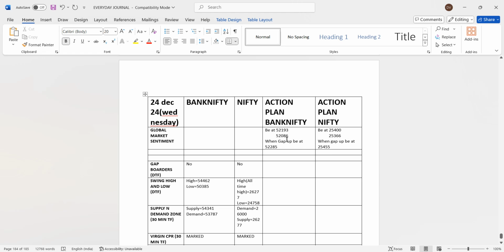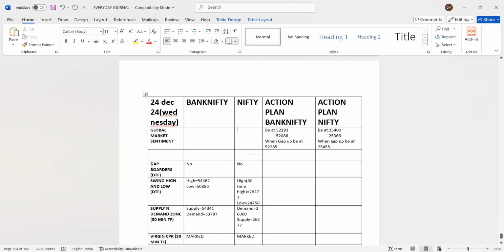I am going to write here the action I have to take, where I have to be in Nifty and Bank Nifty. This is an old one, I am going to delete all these things. Okay, this is how I do the pre-market analysis.